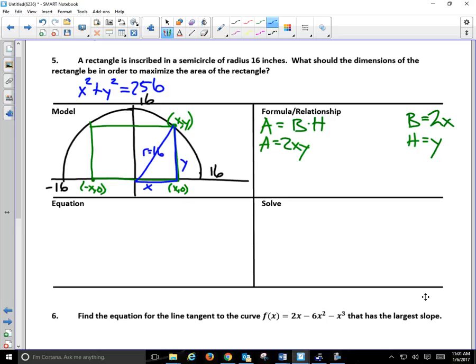Can we solve for y now? Yeah, we got y squared is equal to 256 minus x squared. So y is equal to the square root of 256 minus x squared. Can I take the square root of 256 and x squared underneath that?